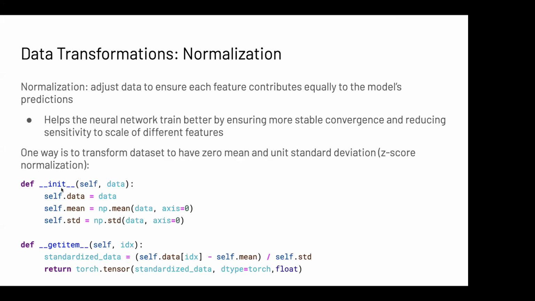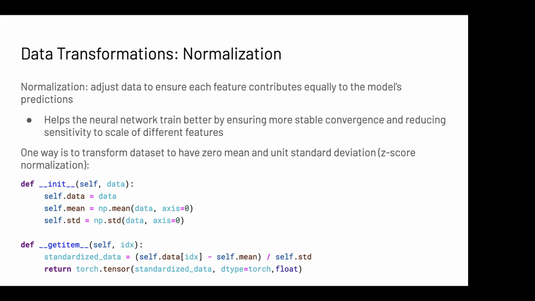So initialize it. We have our data, whatever the data is, and we put that in self.data. We also compute the mean and the standard deviation using some numpy. So now we have self.data, self.mean, self.standard deviation. I don't have the length method here because the length is just the length of self.data, but you will need that if you actually implement it.